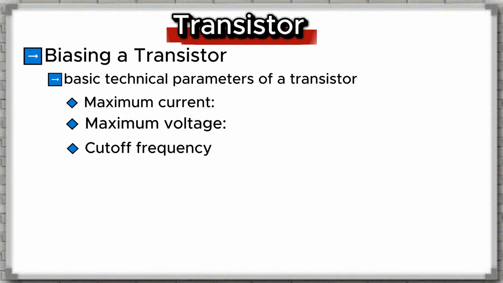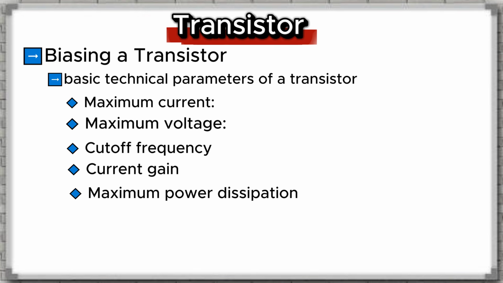Cutoff frequency. This is the maximum frequency at which the transistor can operate normally. If the frequency is higher than this limit, the gain of the transistor decreases. Current gain. This is the ratio between the collector current IC and the base current IB. In simple words, it shows how many times larger the collector current is compared to the base current. Maximum power dissipation. When in operation, the transistor dissipates power according to the formula P equals UCE multiplied by IC. If this power goes beyond the maximum rating, the transistor will be damaged.